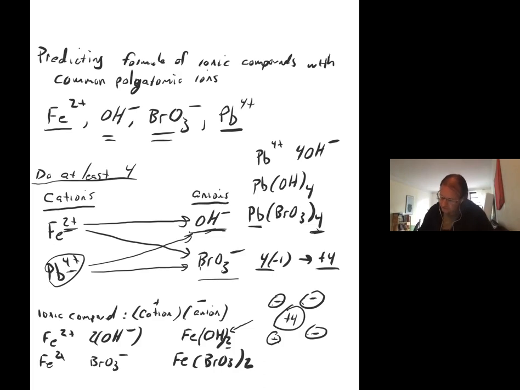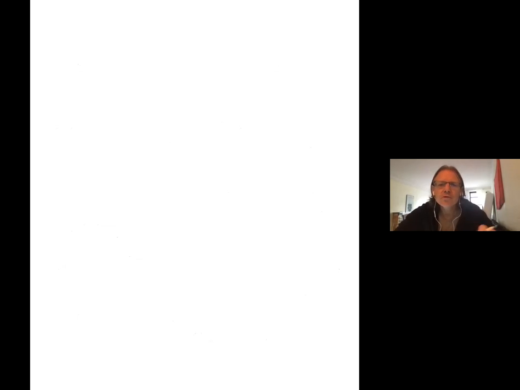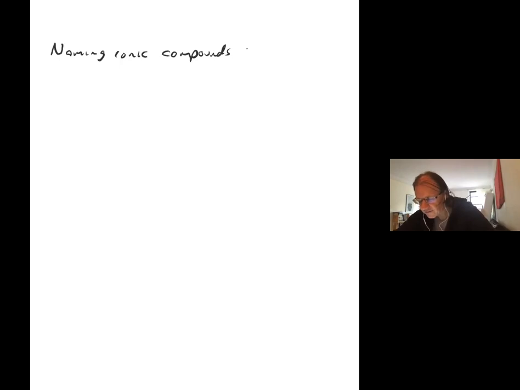Okay, I want to make sure that I do one more type of polyatomic ion. And then I'll just do a brief mention of the molecular compounds. So this one says naming ionic compounds with common polyatomic ions. Okay, so now we're just going to name them.